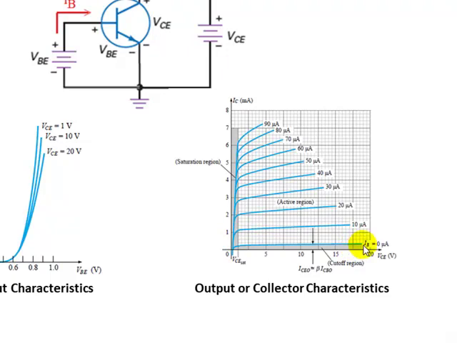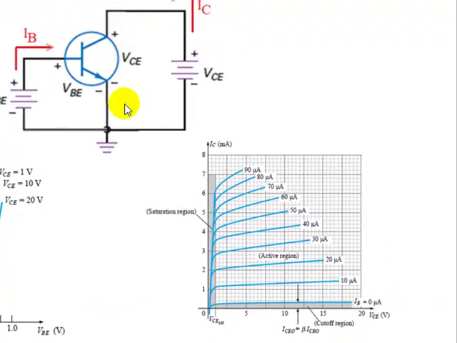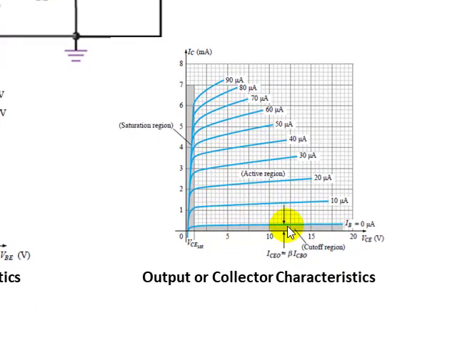If IB is 0, then the transistor is off. No matter how much voltage you apply, the collector current will not flow. Because of this, the transistor is off, and that is known as the cutoff region. So these are the three regions that we can identify in output or collector characteristics. Now let us see how to obtain these two characteristics in the ORCAD PSpice simulation tool.